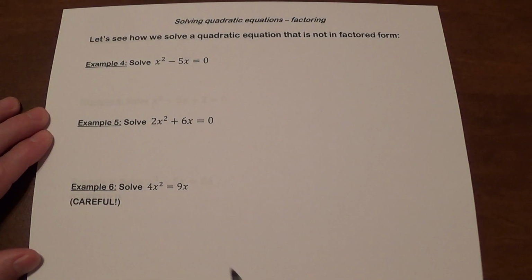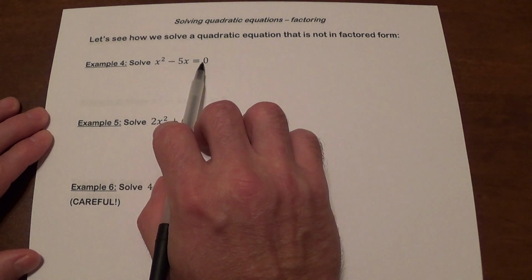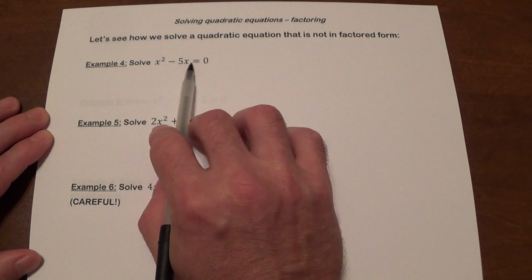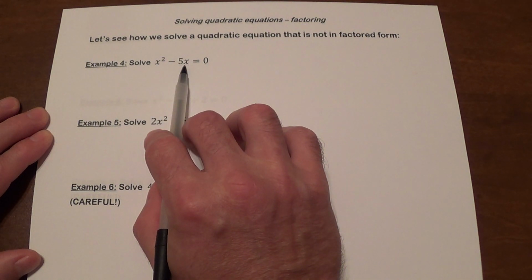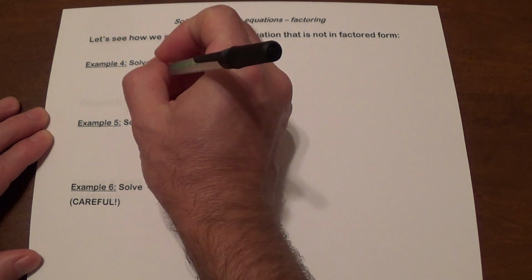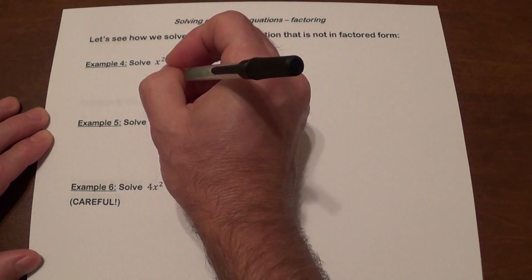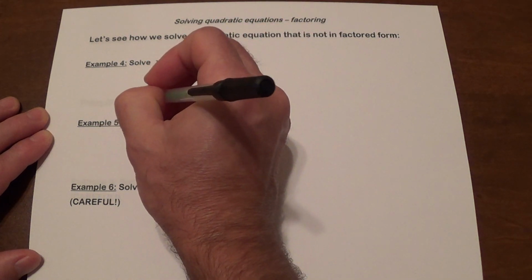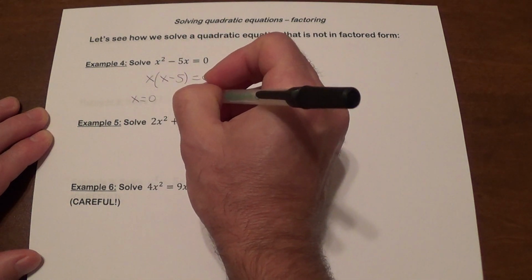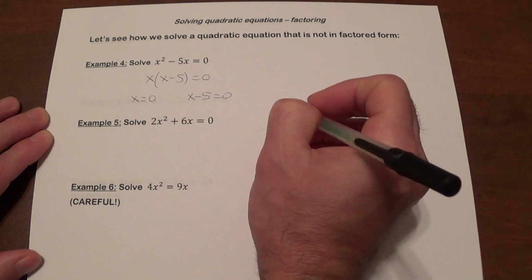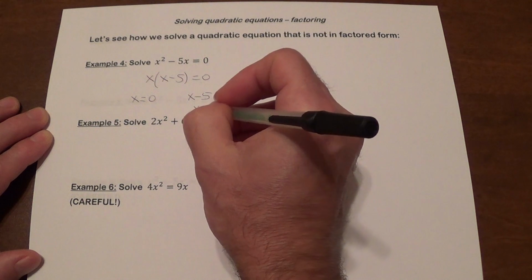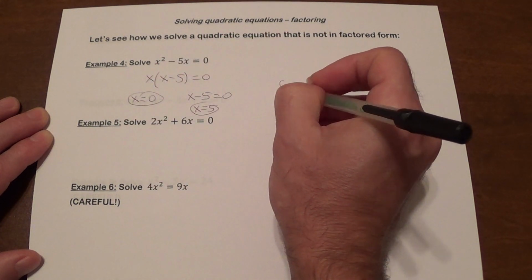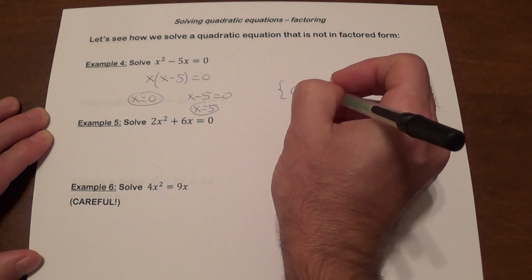So here's one, x squared minus 5x equals 0. First of all, make sure that it says equals 0. It does. x squared minus 5x, you can factor out x, which will leave you with x minus 5. Then we know that x has to equal 0 or x minus 5 has to equal 0. That gives us 5. That gives us 0. We have our solutions as 0 and 5.